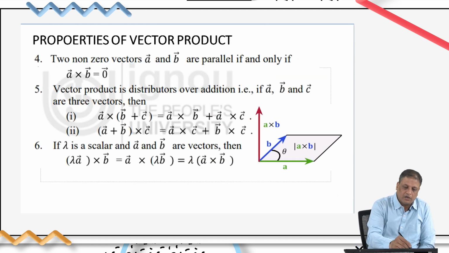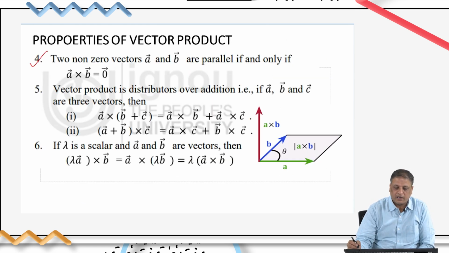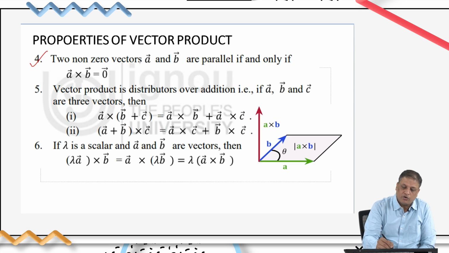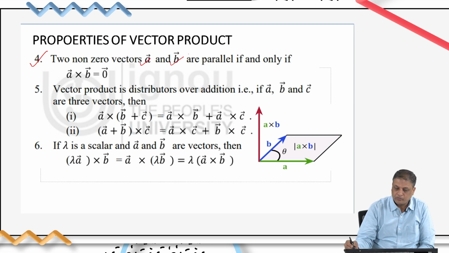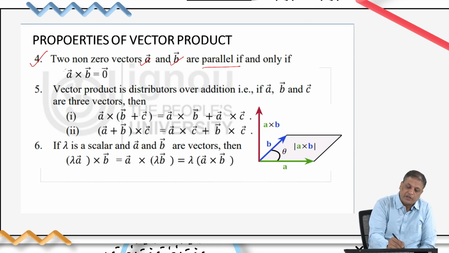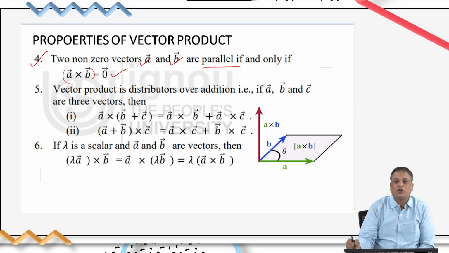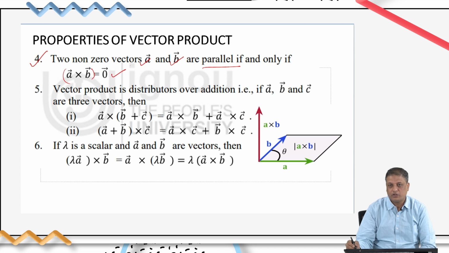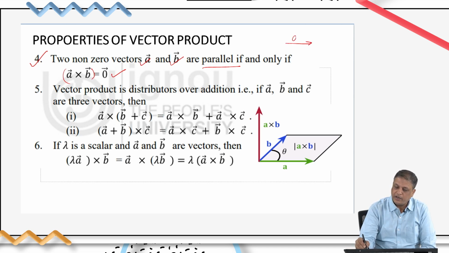So, the fourth property is that if there are two non-zero vectors A and B, then they are parallel when their cross product is 0. If the cross product of the two vectors turns out to be 0, that means the two vectors are parallel to one another. This is vector A and this is vector B. The angle between the two will be 0, as a result of which sine of 0 will be equal to 0. This shows that the two vectors are parallel to one another.